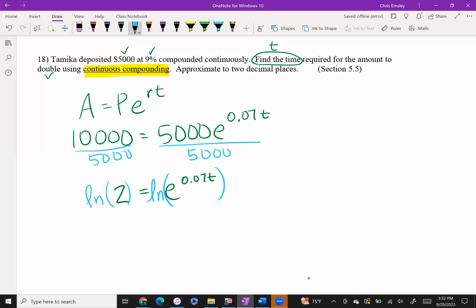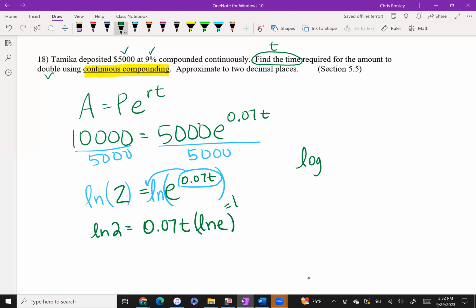Properties of logarithms allows me to take this exponent and bring it out front. So I have the natural log of 2 equals 0.07 times t times the natural log of e. The reason I picked natural log rather than log base 10 or any other base is because this is equal to 1. The natural log of e is the same as log base e of e, and that is equivalent to 1. So this basically, like multiplying by 1, goes away.